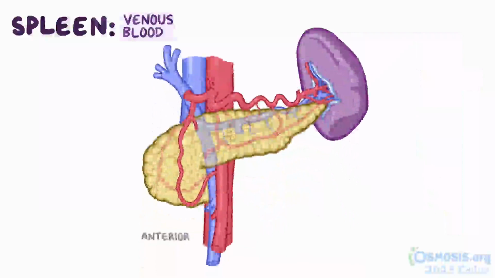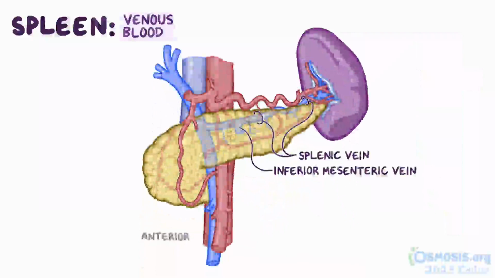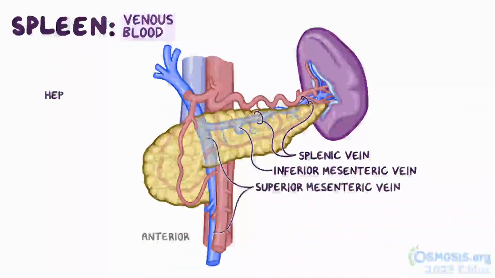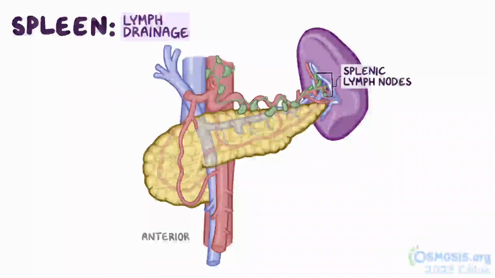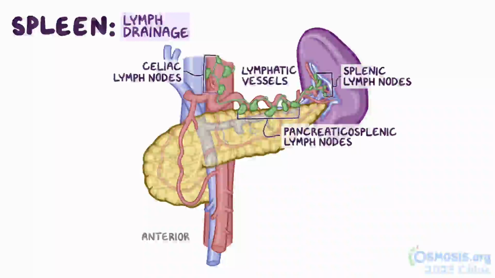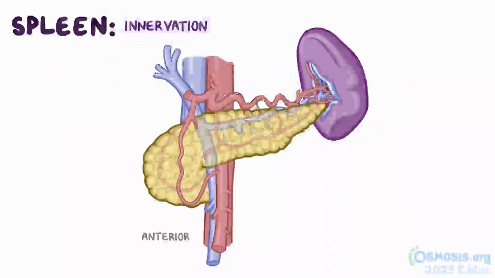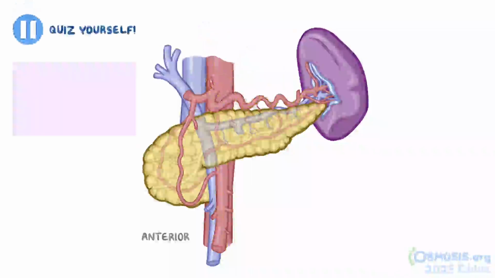Venous blood drains from the spleen via the splenic vein, which travels posterior to the pancreas, receiving the inferior mesenteric vein, and eventually uniting with the superior mesenteric vein to form the hepatic portal vein. Lymph from the spleen collects in the splenic lymph nodes, located at the hilum, which eventually drain to the pancreaticosplenic and celiac lymph nodes, using lymphatic vessels that run alongside the splenic vessels. Finally, splenic innervation is provided by nerve fibers of the celiac plexus, which course along the splenic artery. Okay, let's take a quick break and try to recall the name and origin of the artery supplying the spleen.